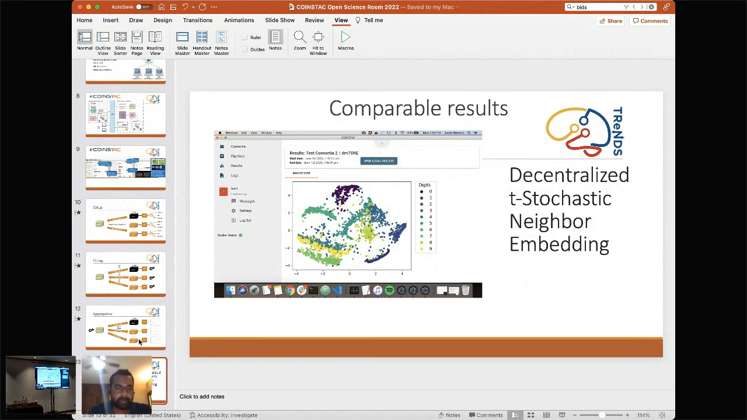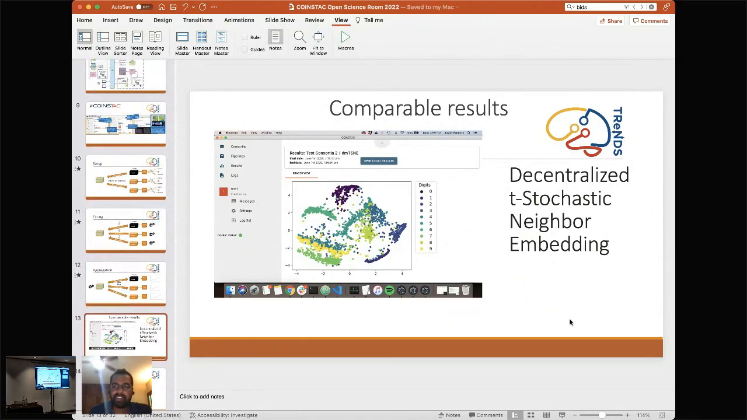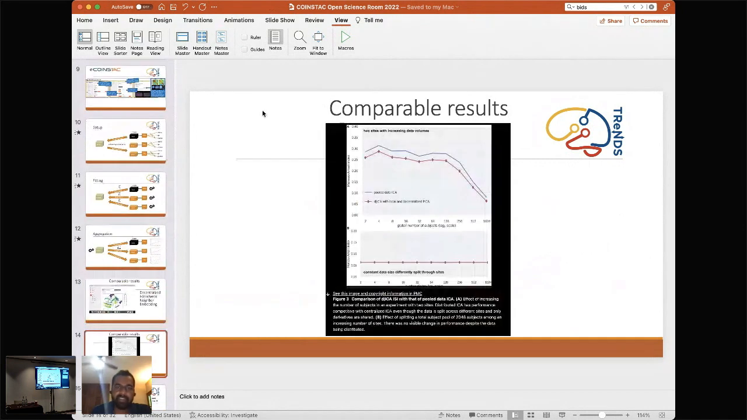In this case, we are showing you an algorithm called TSNE. It's an unsupervised dimensionality reduction technique that we ran on handwritten digits to see if the digits separate well if we run it in this COINSTAC framework. And as we see, they are still distinguishable. We have done other results and compared them, running, say, joint ICA outside of COINSTAC versus in COINSTAC, and we have published multiple papers on how the results are comparable.